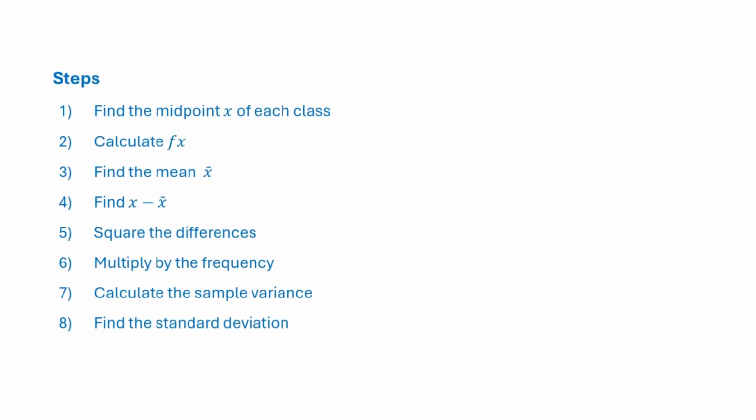Our goal is to calculate the sample variance and the sample standard deviation for this grouped data. To do that, we will follow these steps. First, we find the midpoint, which we write as x for each class. Then we calculate fx, which means the frequency multiplied by the midpoint. After that, we find the mean of the grouped data. The mean is written as x bar. Then we find the difference between the midpoint and the mean. Next, we square these differences. Then we multiply each squared difference by the frequency. Finally, we calculate the sample variance and the sample standard deviation.